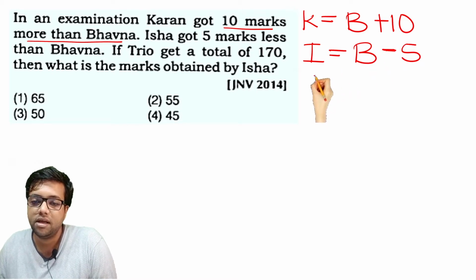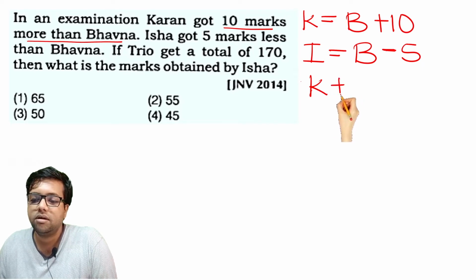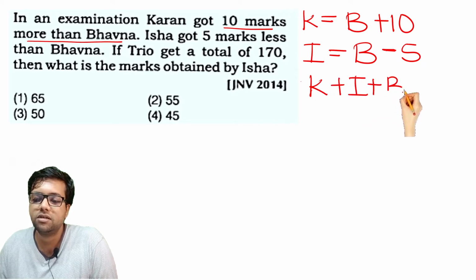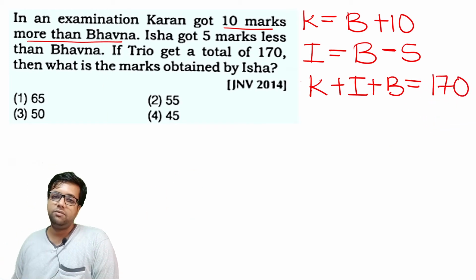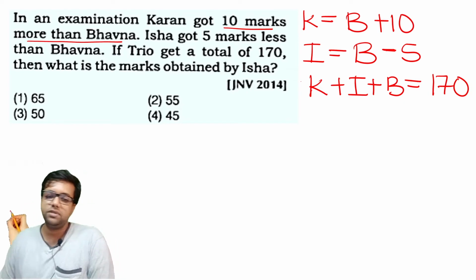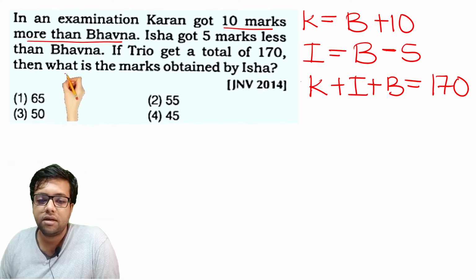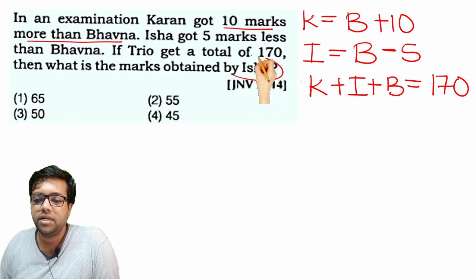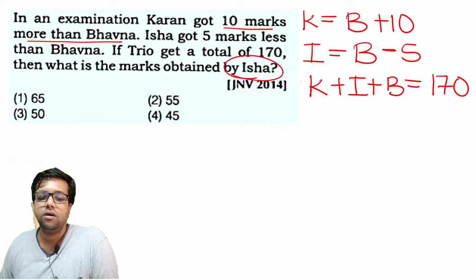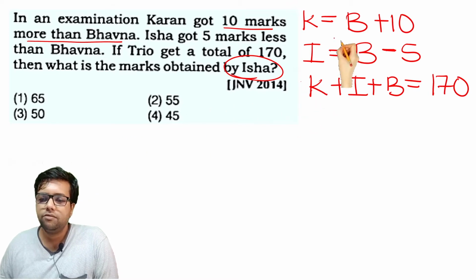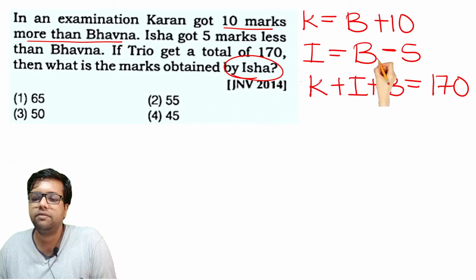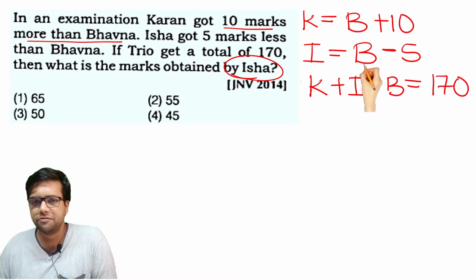And the trio, all of them together, Karan's marks plus Isha's marks plus Bhavana's marks, all of them will sum up to 170. This is the given information in the question. And after that, what has been asked? We are asked to find the marks obtained by Isha. What is the marks obtained by Isha? That is the question which is being asked. Okay. The marks obtained by Isha is whatever Bhavana is scoring, that is 5 less than Bhavana's marks is Isha's marks. So let us find Bhavana's marks first.